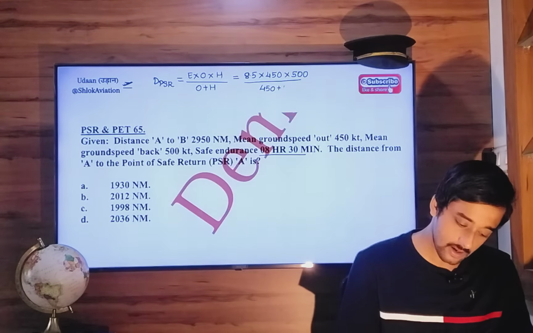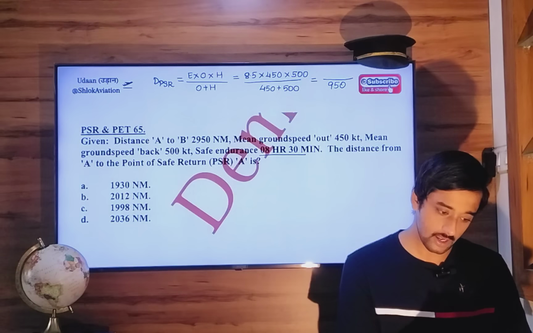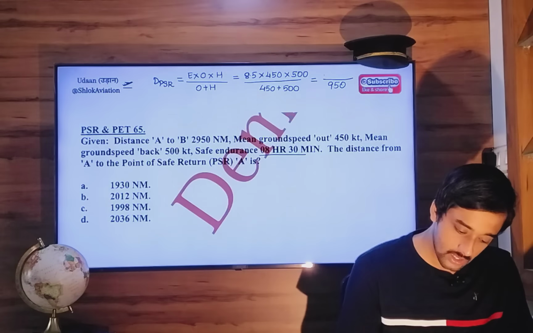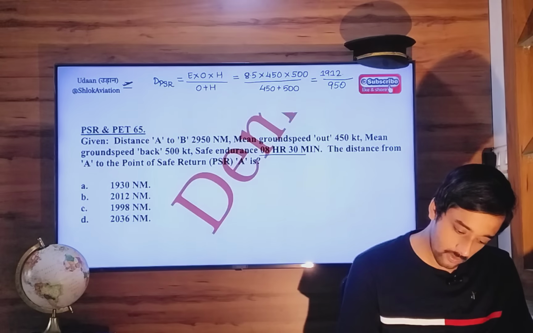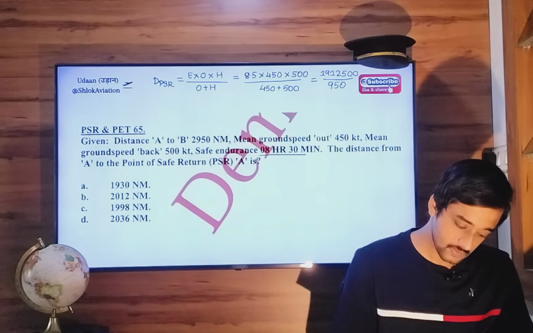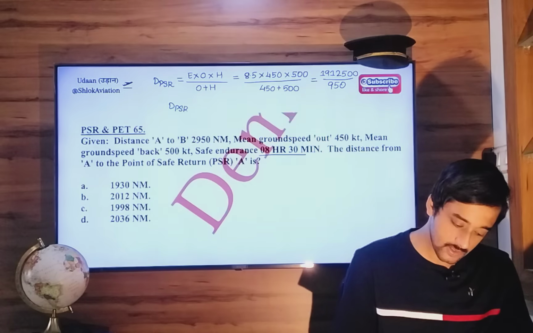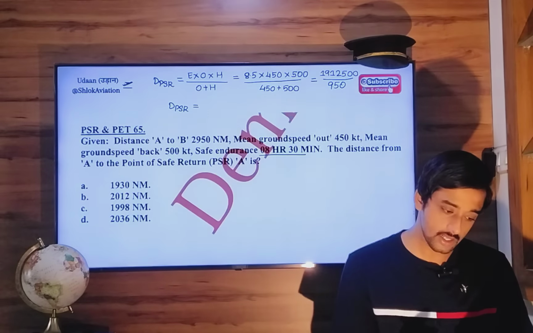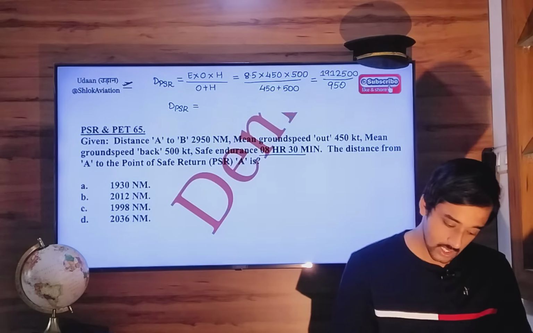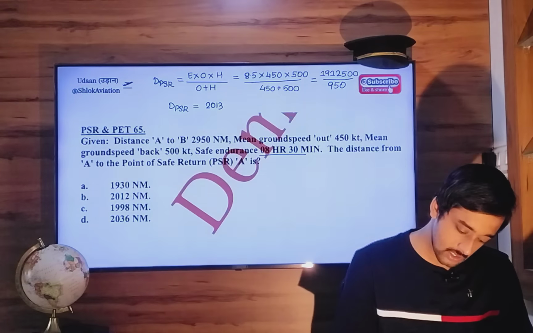That is 950. And numerator we have 8.5 into 450 into 500, 1912500. So distance to point of safe return is numerator divided by denominator, that is 2013 nautical miles.